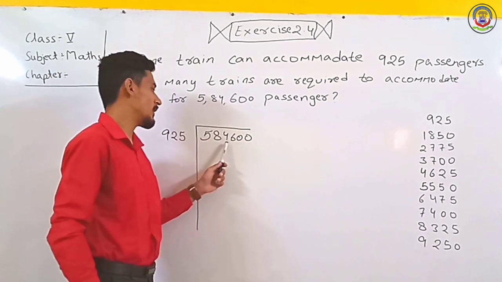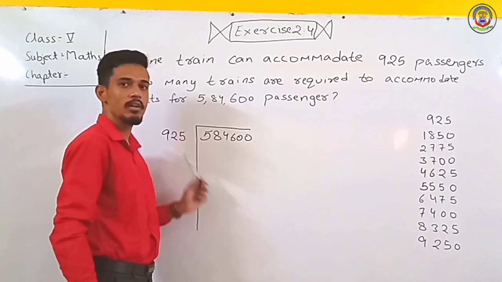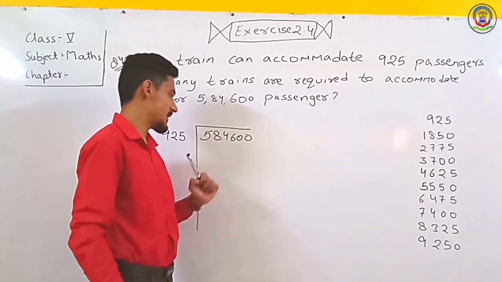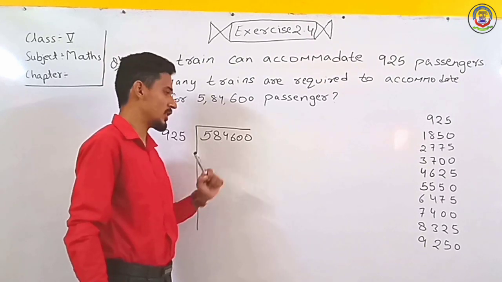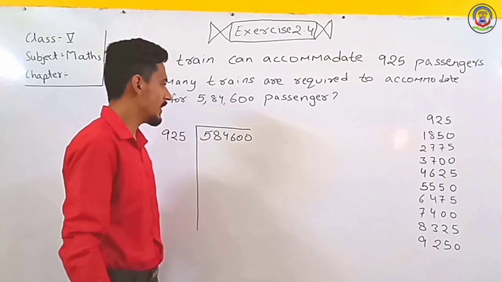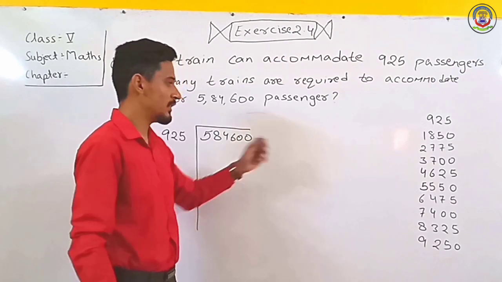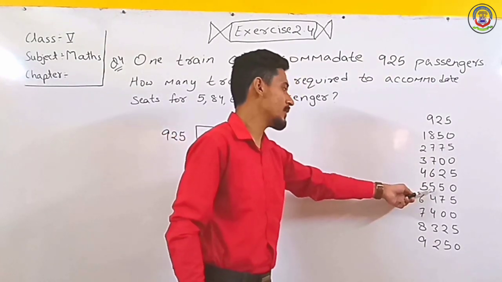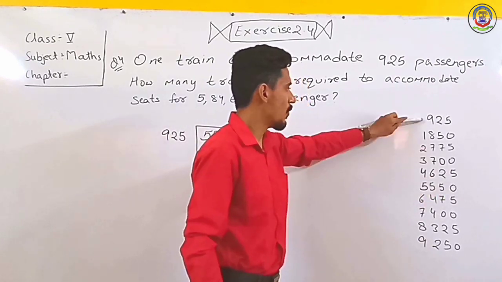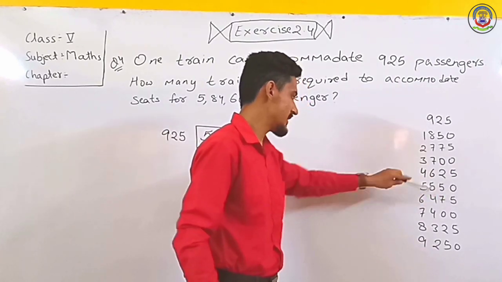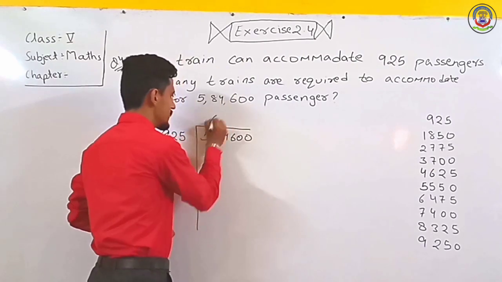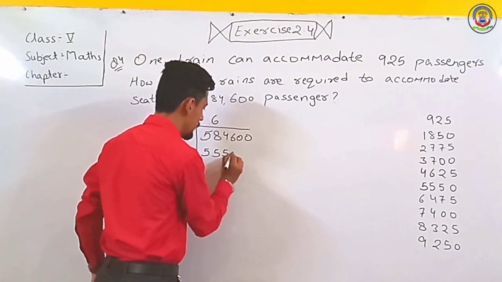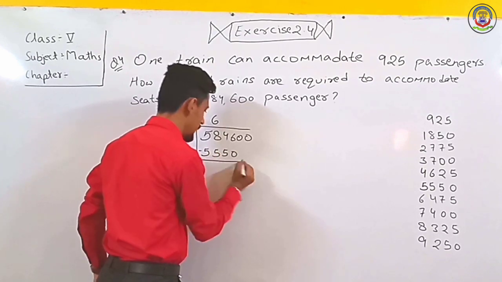But 584 is less than 925. So we take 4 digits, that is 5846. Now check whether it is the same number in the table. That is no. We have 5550. So 1, 2, 3, 4, 5, 6 times. So we write 6 times 5550. Now we have to subtract this.